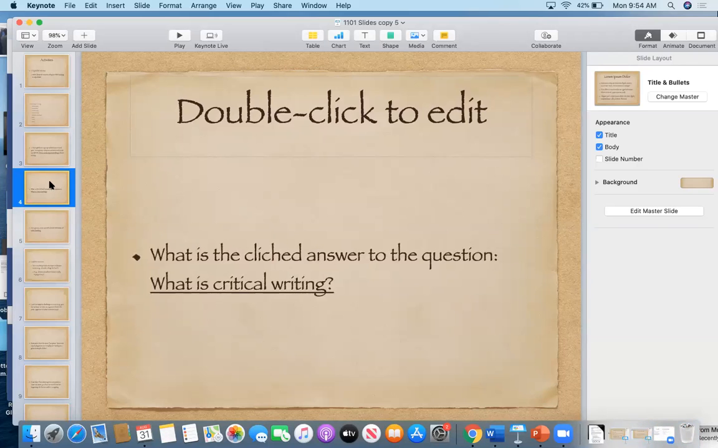So let me just throw this question out here for the chat box. What do you think the cliched answer is to the question, what is critical writing? What do you think most students say to that? Any answers or guesses? Again, no wrong answers here, but what would be the cliched answer to this question? Okay, yeah, writing about something important. Important writing. Exactly. These are some of the things that come off the top of your head, of course.